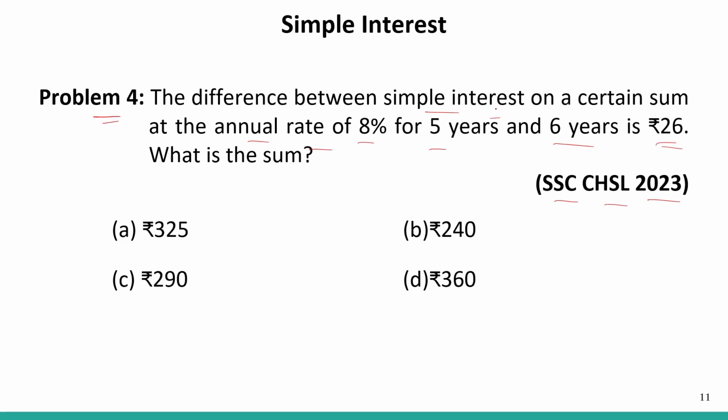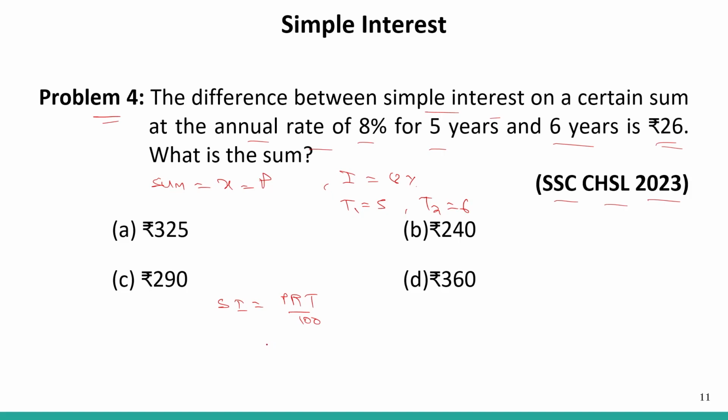So the difference between simple interest on a certain sum, okay, let that sum be X amount. Okay, P, that is equal to principal amount, at the annual interest rate of I is equal to 8%. T1 is equal to 5 and T2 is equal to 6. Okay, so SI is equal to what? PRT by 100 when R is given in terms of percentage. Okay, this is what we know.